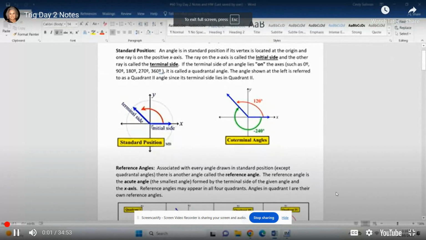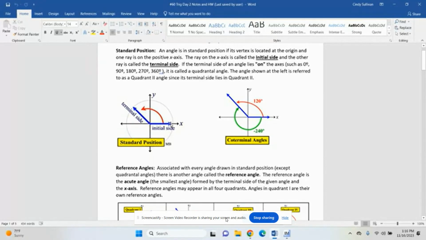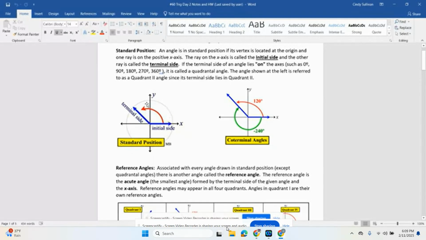First thing is, on the positive x-axis, that's the initial side of the angle. That's where we always start. When you go up, those are positive angles. When you go down, those are negative angles. So up are positive, down is negative. Where you stop is called the terminal side. So the angle starts here and it ends here.